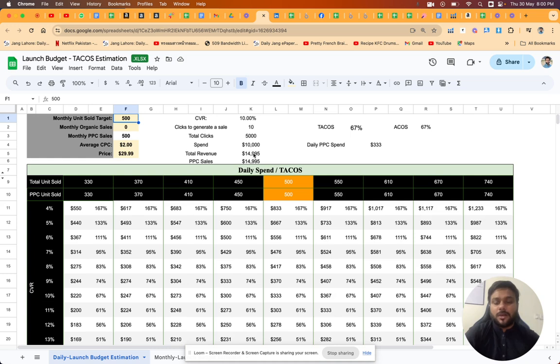And if we talk about our total revenue, after selling 500 units, what would be our total revenue? So if we multiply 500 by our price, which is $29.99, we'll get $14,000 total revenue in a month.